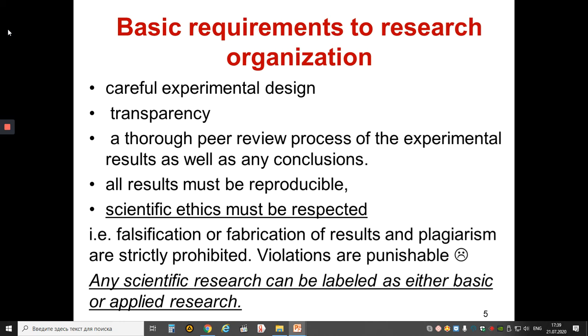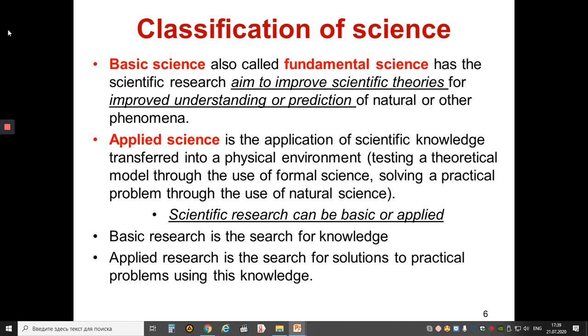How to identify the type of your research? Any scientific research can be labeled as either basic or applied research. Basic science, also called fundamental science, has the aim to improve scientific theories for improved understanding and prediction of natural or other phenomena. Applied science is the application of scientific knowledge transferred into a physical environment, testing a theoretical model through the use of formal science, solving a practical problem through the use of natural science.